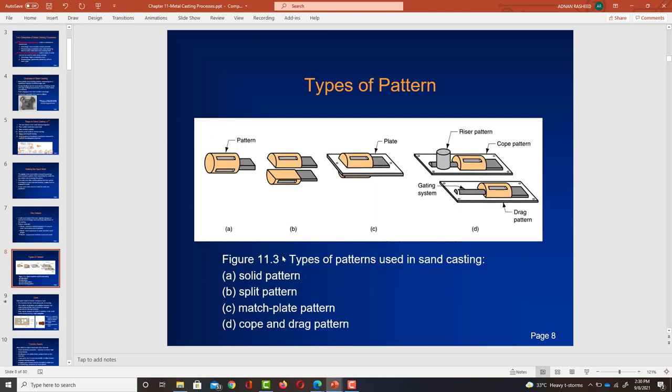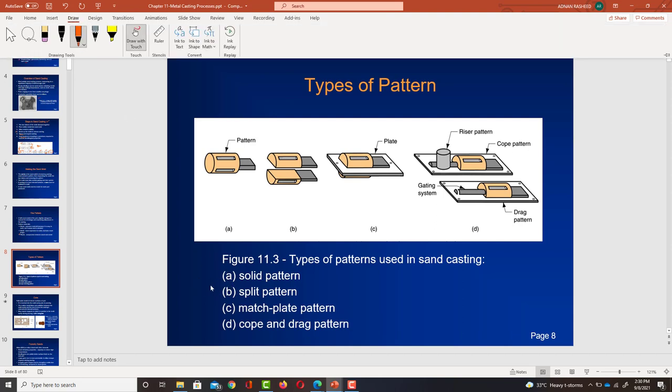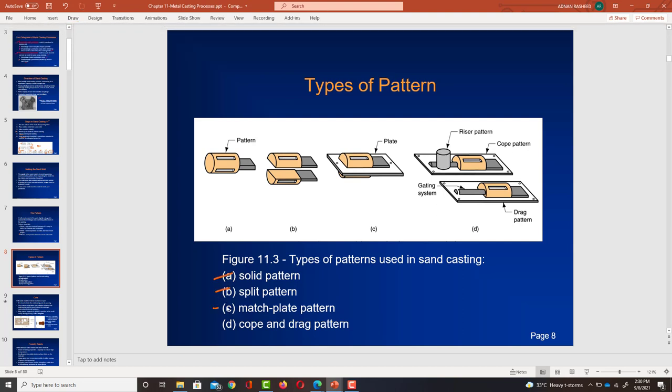Type of pattern, we have different types of pattern. The first one is solid pattern, the second one is split pattern, the third one is match plate pattern, and the fourth one is cope and drag pattern. So this is the first example of solid pattern.